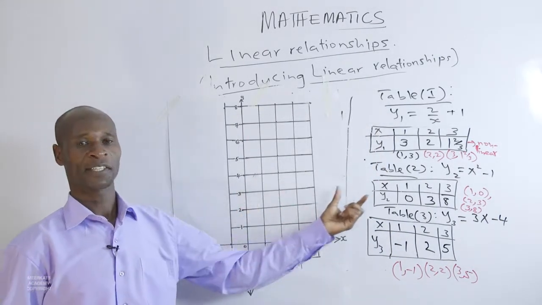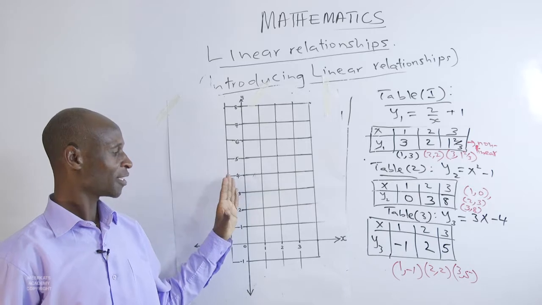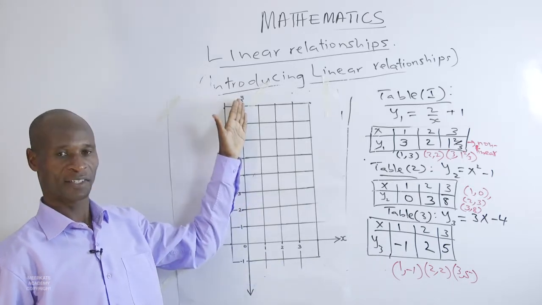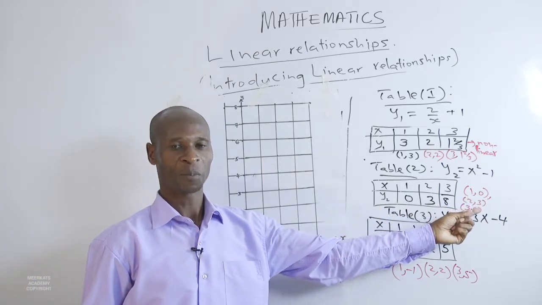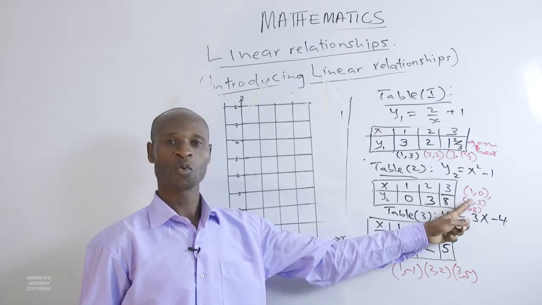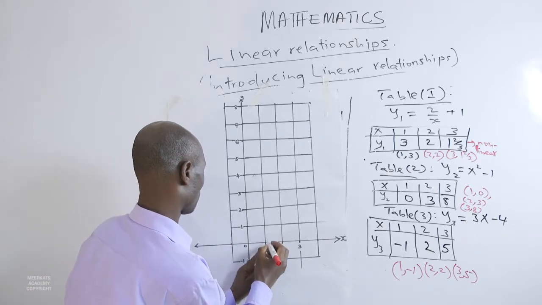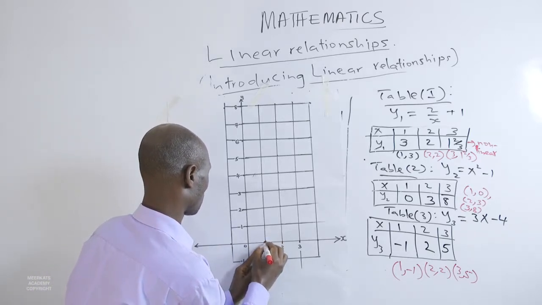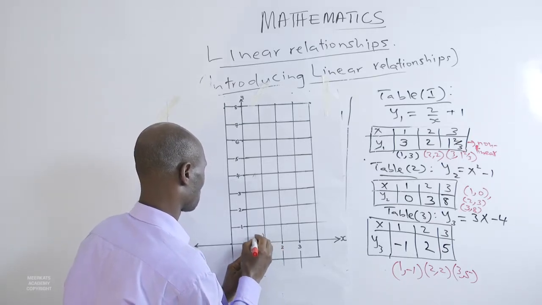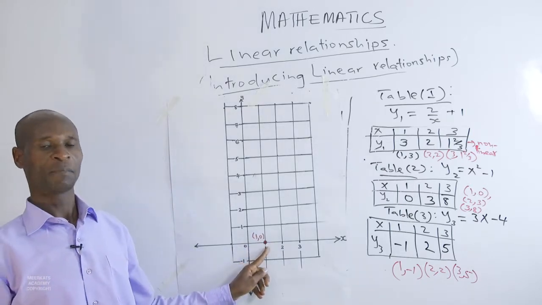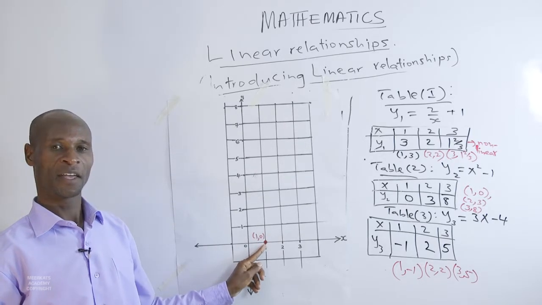Now we proceed with our second table and do the plotting. We have our grid here, which has still the x-axis and the y-axis. We start by plotting our first point, 1, 0. That means the x-coordinate is 1 and the y-coordinate is 0. So the first point has been plotted as 1, 0, as indicated with a big dot.